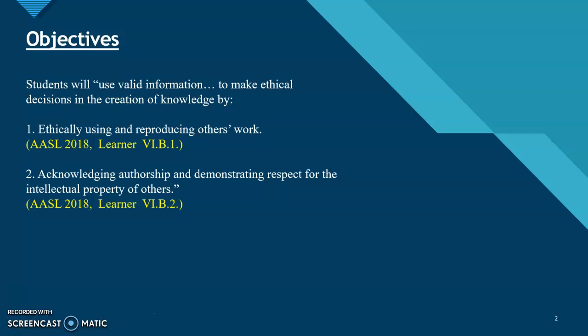Our objectives today are aligned with the American Association of School Librarians. By the end of this lesson, you will be able to make ethical decisions in the creation of knowledge by ethically using and reproducing others' works, and acknowledging authorship and demonstrating respect for the intellectual property of others. Our goal is that you will be able to recognize why copyright is important, why it should be followed, and understand your own responsibility to do so.